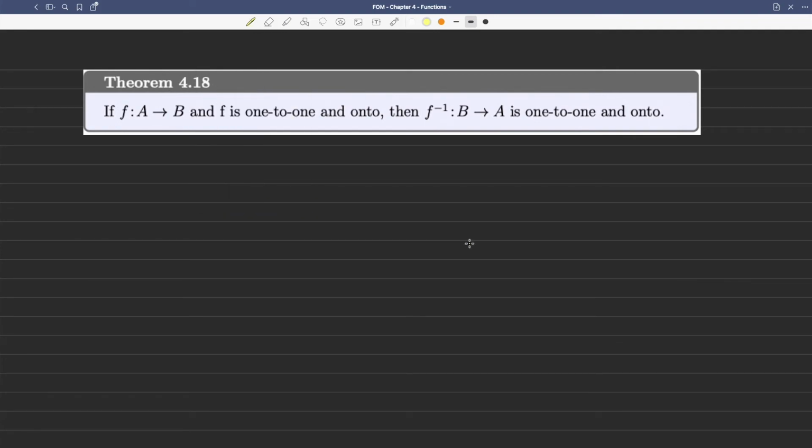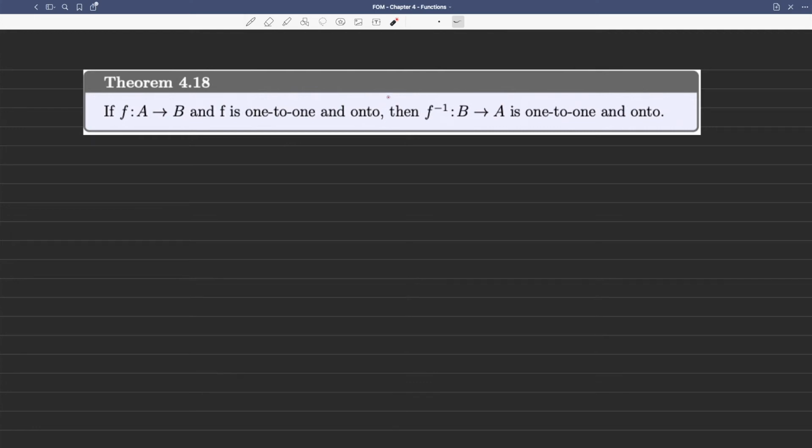So this theorem you can kind of view as the completion of the previous theorem. Now we're going to add a little bit of extra property onto f. If we assume that f is 1 to 1 and onto, then under those conditions we know that the inverse is 1 to 1 and onto as well. And notice that it's a complete reversal. f is going from A to B, and then the inverse function is going from B to A. And if one is 1 to 1 and onto, then the other one is 1 to 1 and onto too.